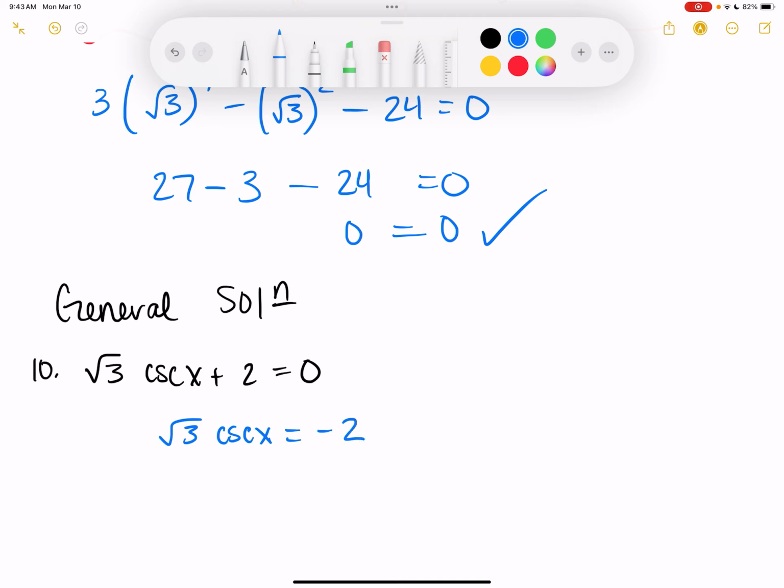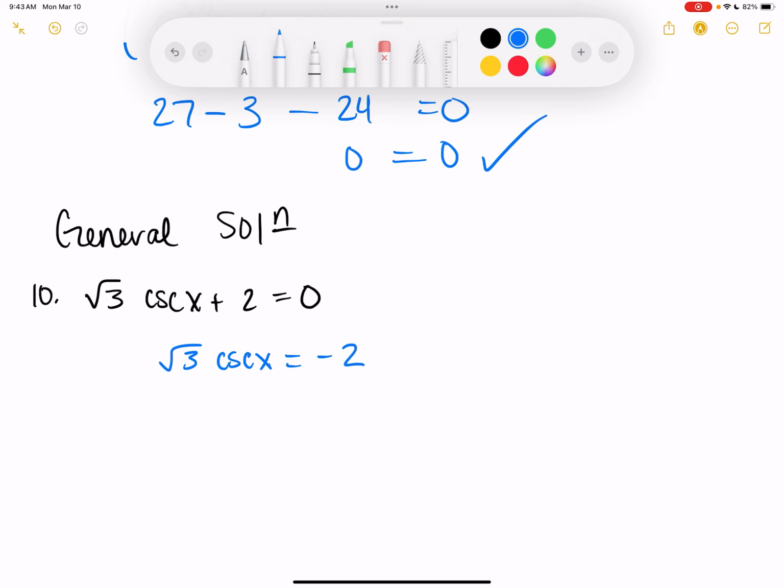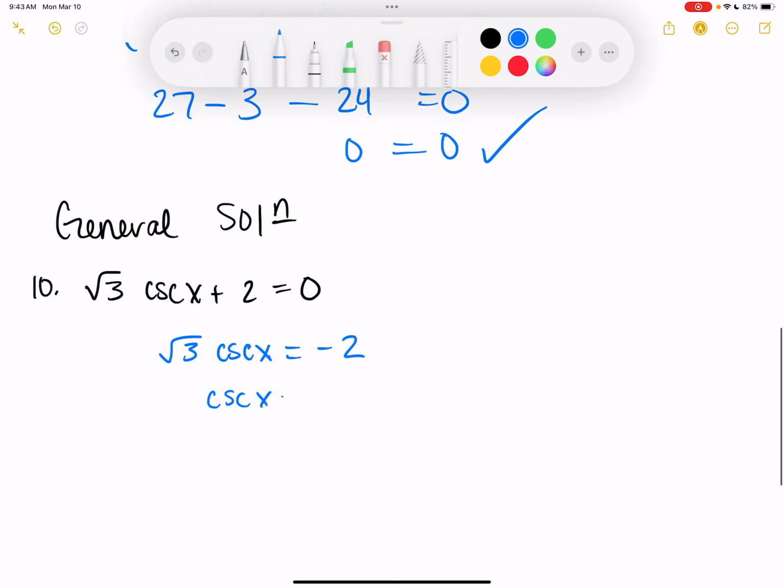Obviously, as you get more familiar, you don't have to do all of this little step by step. You could have done this all in one step. What would be next? Divide by square root of 3. So cosecant of x is equal to negative 2 over the square root of 3.